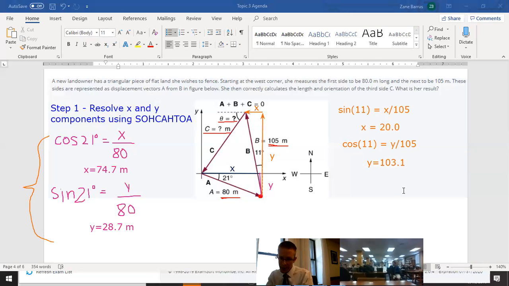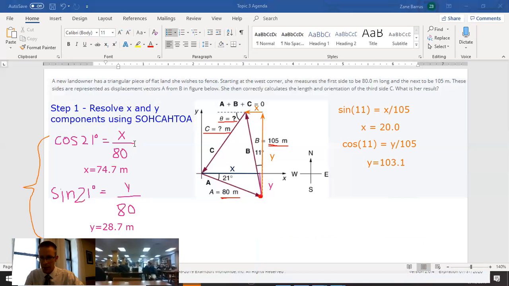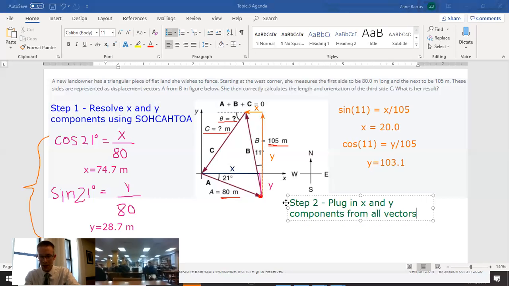Okay, so you can see what we're doing here. All we're doing is resolving these right triangles into their x and y components, and all of this is in preparation for the problem's final step. I'm going to do our final step in the lower right-hand corner of the screen. Let's make this green. Okay, so step 2, you're going to plug in your x and y components from all vectors into Pythag.